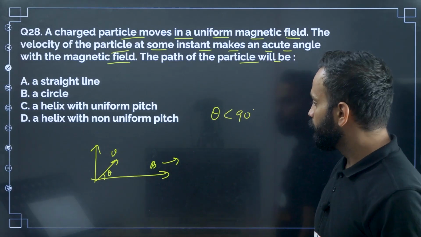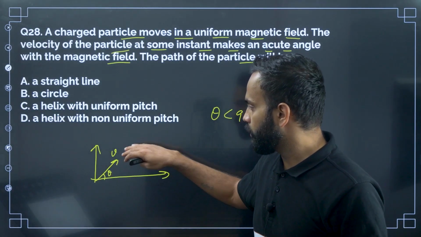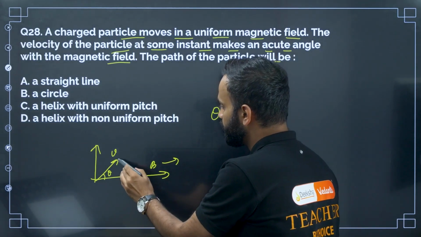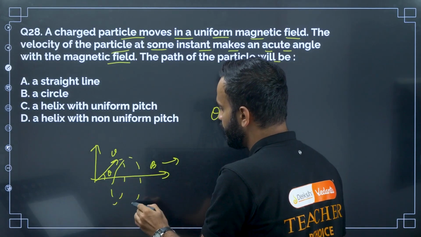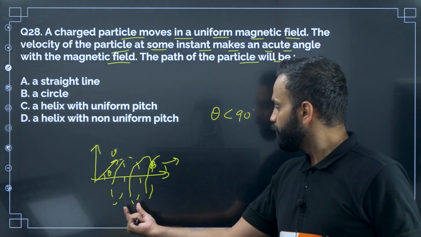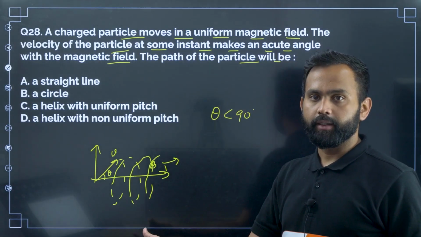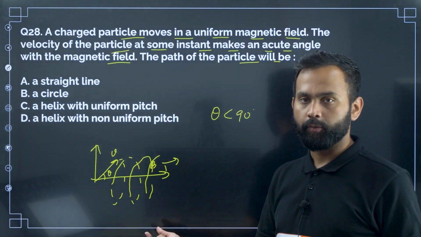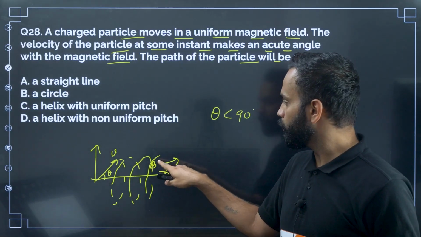So when a particle enters with velocity v, making an angle theta with the magnetic field, what happens? It takes a helical path. Does the pitch of this helical path stay the same or different? Here the pitch is the same, because we have applied only a magnetic field.